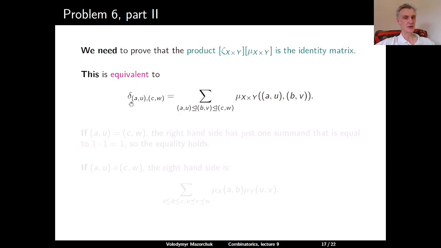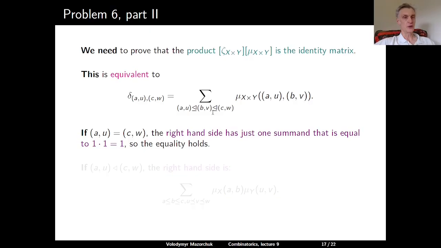But if we have two elements, a, u and c, w, in our direct product, then the Kronecker delta function applied to the pair of these elements equals the sum over all intermediate elements b, v between a, u and c, w, and then we should take the value of the mu function for our direct product at the pair a, u and b, v. So we should add up these values of the mu function over all intermediate elements.